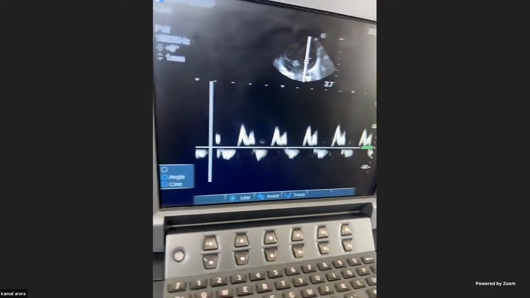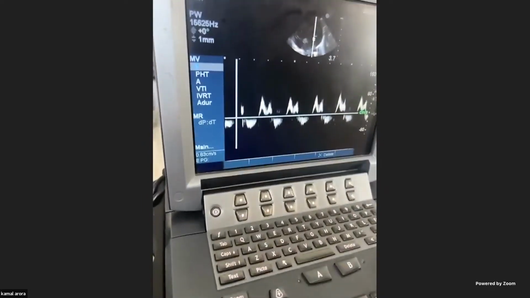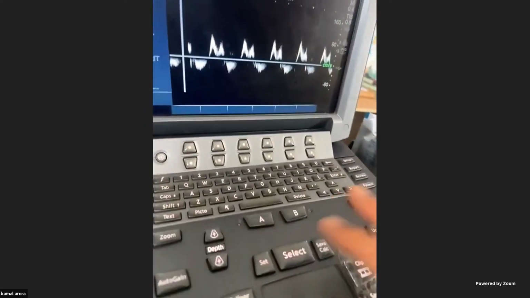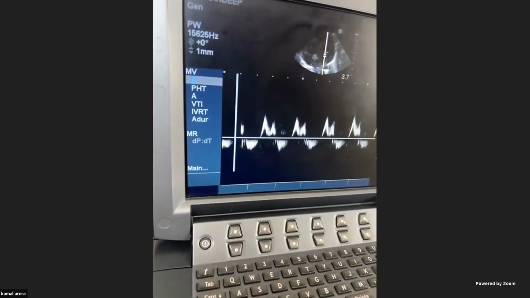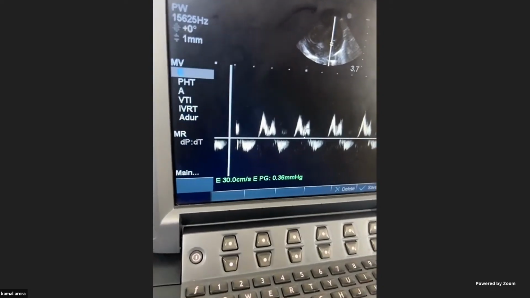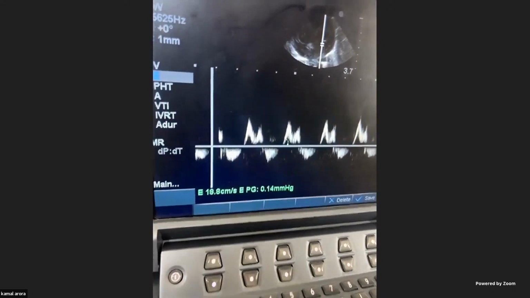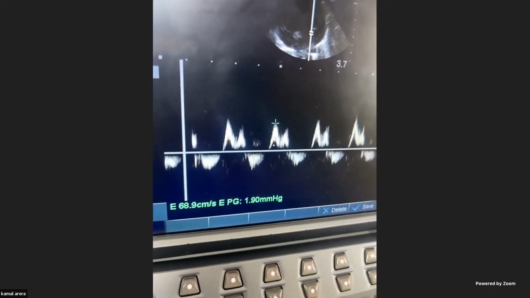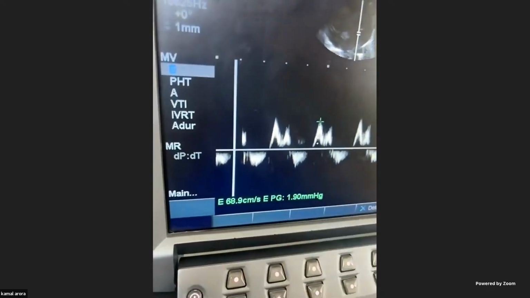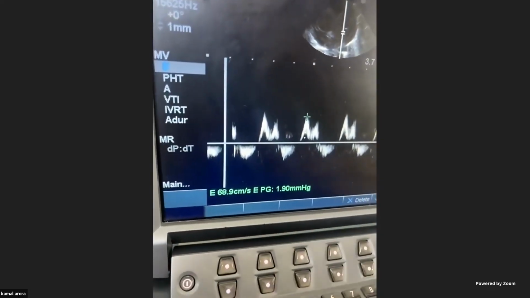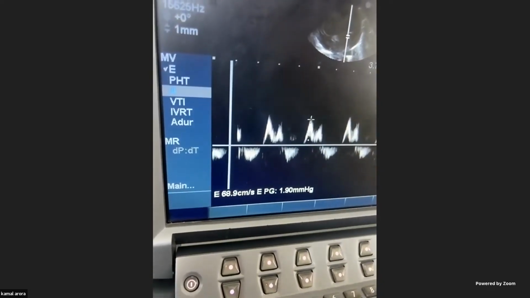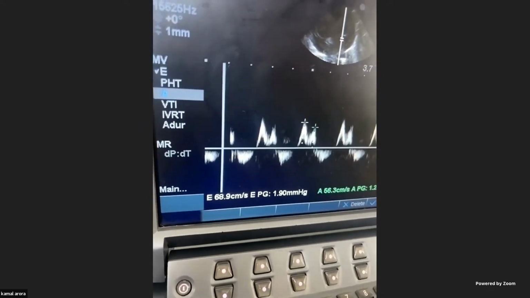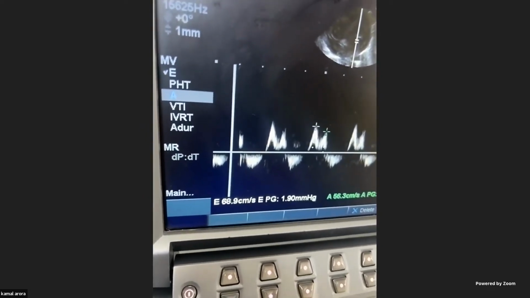So go to the calipers. Sorry, the calculations. Select the mitral valve. Then select the E wave. So this is the E wave. It is calculating for me as 68.9 centimeter per second. So save this value. Go to the A wave. So this is the A wave.